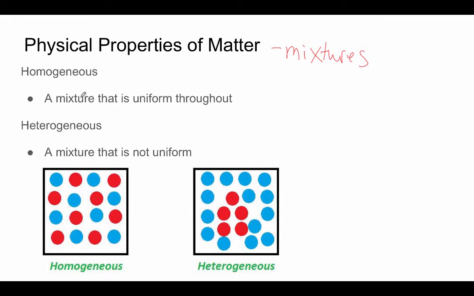Whereas a heterogeneous mixture is a substance that's not uniform throughout. There's usually clusters of areas. So here we have a mixture. In this mixture, we have the blue dots on the outside of the sample and the red dots on the inside of the sample. So they're not evenly distributed. They're not mixed evenly throughout the whole thing, making that a heterogeneous mixture.